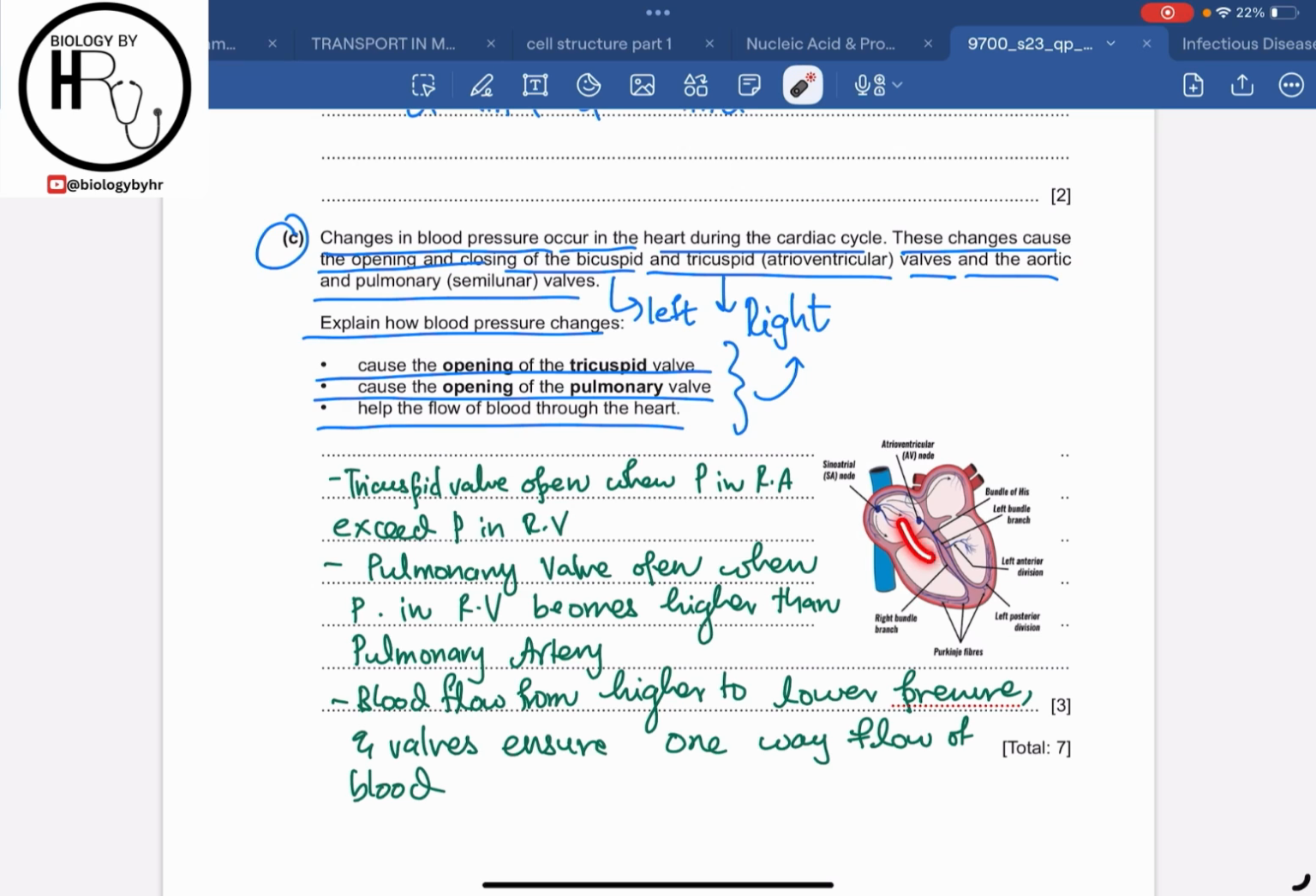And then when the blood enters into the right ventricle, what is going to happen is that when the pressure in the right ventricle becomes higher than the pressure in the pulmonary artery, the pulmonary valve is going to open, and the blood is going to flow from the right ventricle to the pulmonary artery. So hence the blood flows from the higher pressure to the low pressure inside the heart, and the valves in the heart also ensure the one-way flow of the blood. It prevents the backflow of the blood.